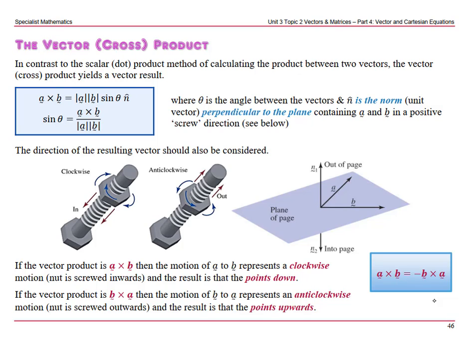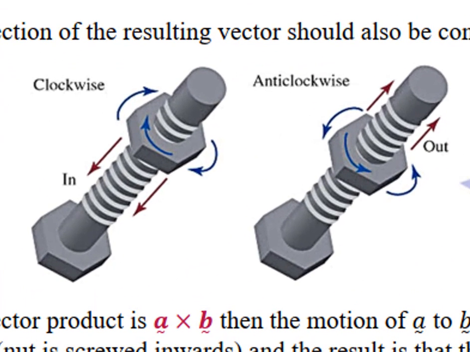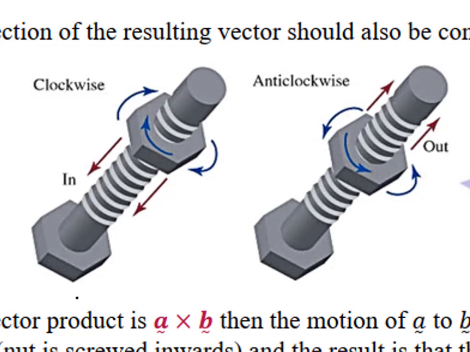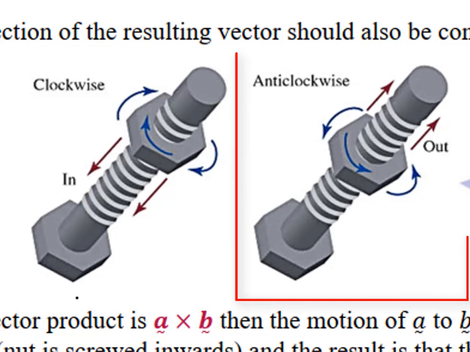So it's a unit vector and it's perpendicular to the plane containing A and B in a positive screw direction, and I'll explain that now. So the direction of the resulting vector needs to be considered. If you are going clockwise, it will be into the page. Okay, so if you look at this screw here, you can see it's being screwed clockwise. That means the screw goes into the page. That's where your normal vector will be. If you are going anti-clockwise, you're going out of the page, and that's where your normal vector will be.